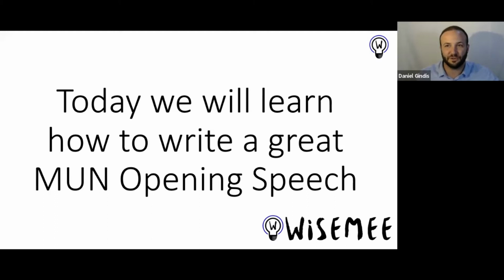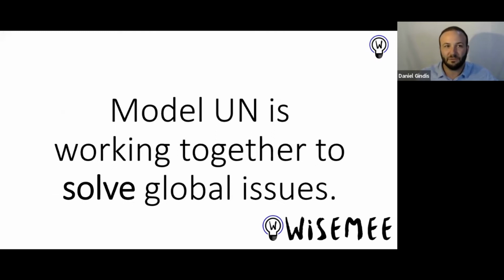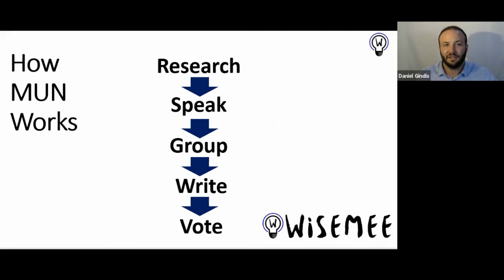Just a quick review for those of you who are newer to Model UN. What is Model UN? Model UN is working together to solve global issues. That's what it is in a nutshell. There is a process. First, you research a topic, then you speak about it, first with your opening speech and then with other speeches. You form a group of like-minded countries, you write down your ideas, and then you vote on them. So this opening speech, what Dave and I are going to talk about right now, is your first impression, the first time you talk in front of the committee, and how that impacts.